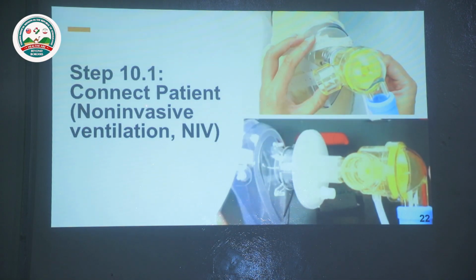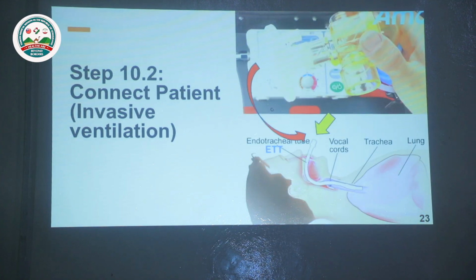And step 10 is to connect the patient. So for non-invasive ventilation, we connect this yellow adapter with a bacteria filter and connect to the mask to cover the nose and mouth of the patient and use a strap to fix it. And if the patient uses an endotracheal tube, also called ETT, we need to connect this part, the yellow adapter, with a bacteria filter and directly connect to the ETT for invasive ventilation.